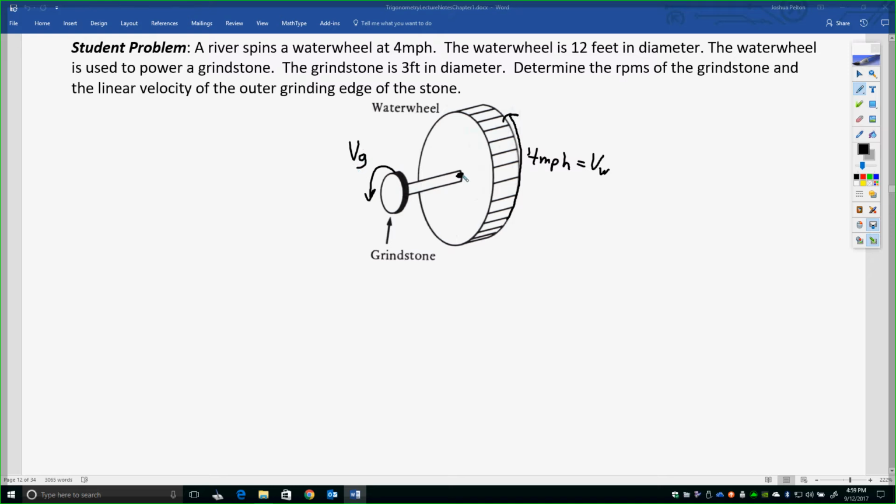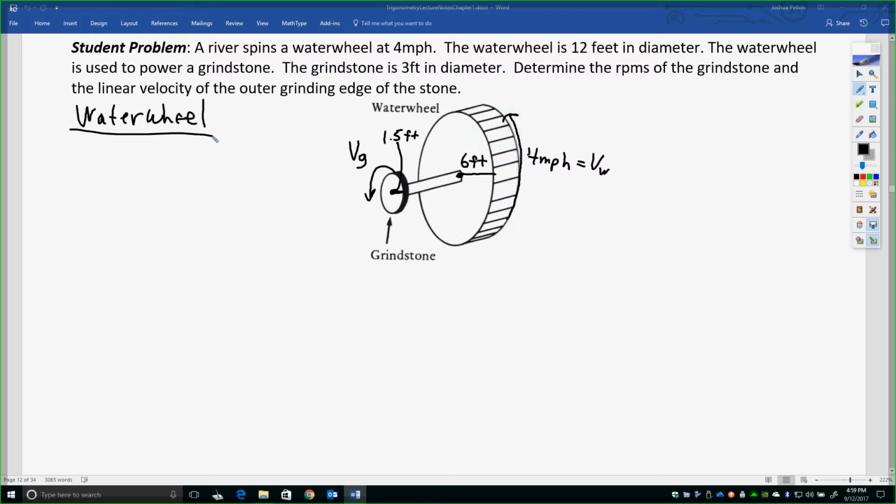They both have angular velocities in the center, which we don't know yet. All we know is the water wheel is 12 feet across, so that's going to be a 6-foot radius, and the grinding stone is 3 feet across. That's a big stone, so that's going to be 1.5 feet in radius. Okay, so we'll do the water wheel over on the left side here.